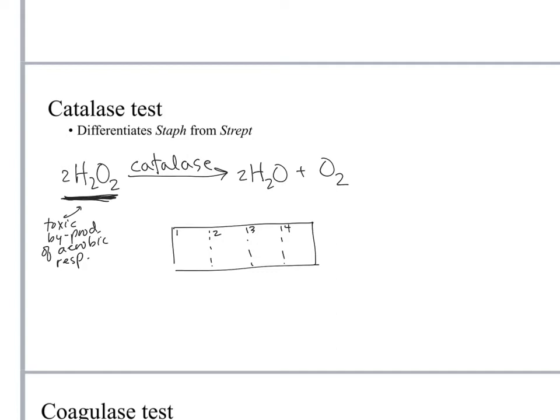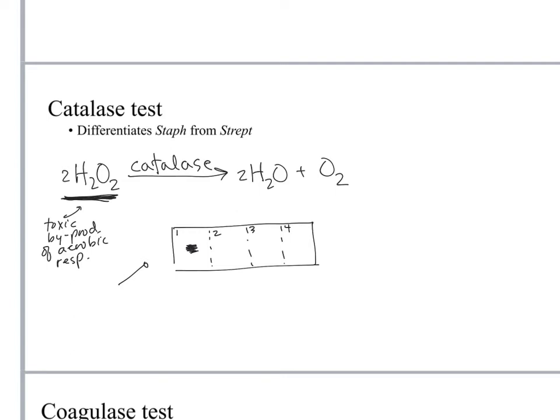With your loop, you're going to want to take some organism from solid media so you get enough organism. So with your loop, get enough organism and you're just going to wipe it on that glass microscope slide dry. Okay, you don't want to add a drop of water on there. That's going to dilute the results. So it seems kind of weird just to take a colony and streak it on there dry, but that's what we're going to do today.